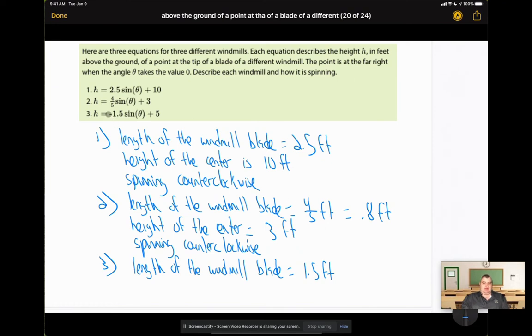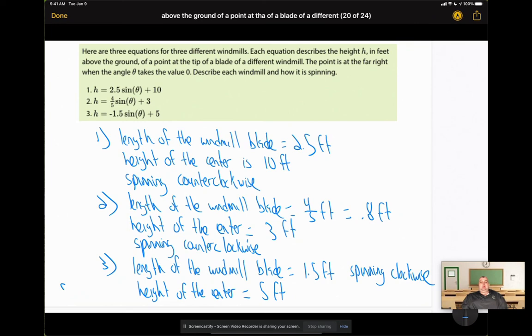What that negative means is that instead of spinning counterclockwise, it's going to be spinning clockwise. So that's the only thing that negative 1.5 means. It still tells me that the length of the blade is 1.5 feet, but it's now spinning clockwise instead of counterclockwise. And the height of the center is now equal to 5 feet.